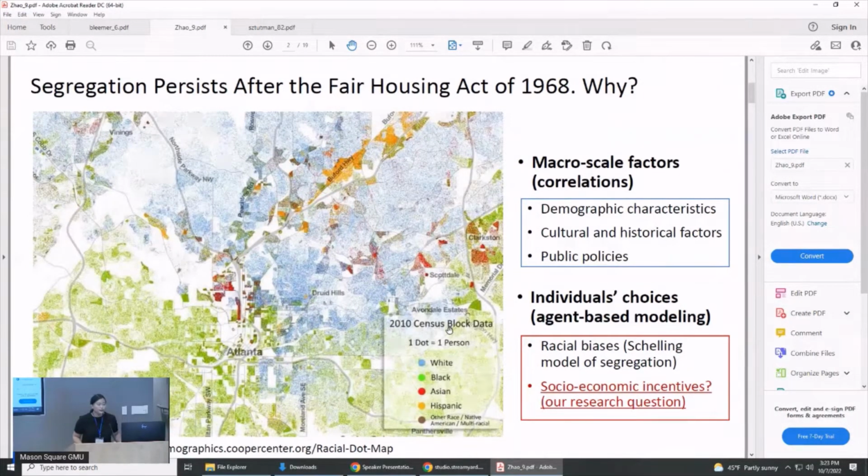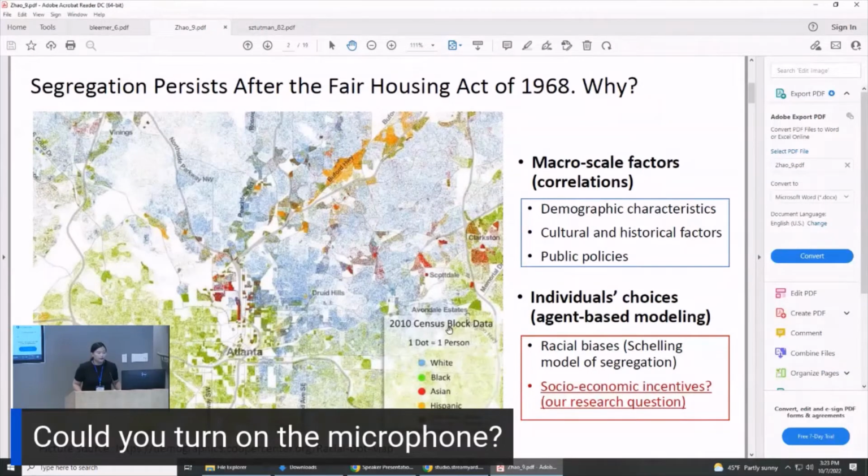In the literature, macro-scale factors were studied, like demographic characteristics and public policies. These factors are usually studied by showing the correlations between them and segregation. There's another thrust of work trying to understand individuals' influences on segregation. The most famous work is by economist Thomas Schelling, who showed how individuals' racial biases over their local neighborhood might influence segregation globally.